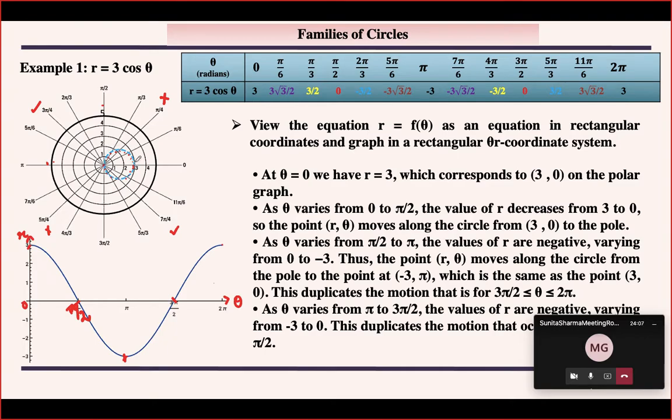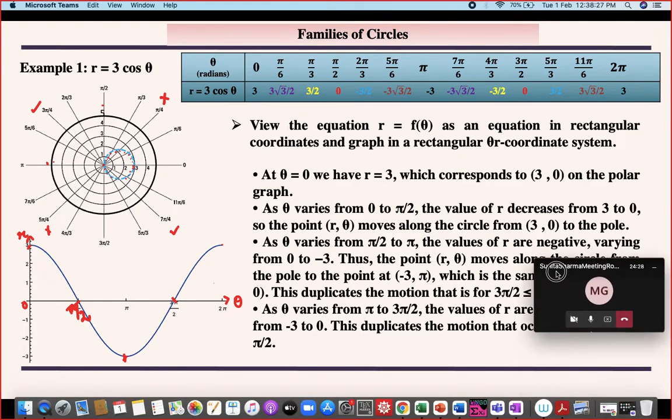Okay, so after pi the points start repeating and you are going to get the same curve. It will be overlapping the previous curve which you have already drawn. So it is actually of no help to us. I mean, there is no requirement of doing the further sketching, but we just have to be sure that we are getting the same branch.